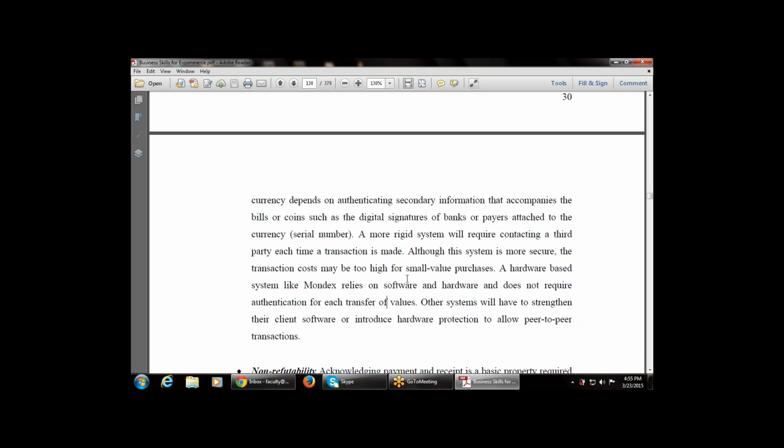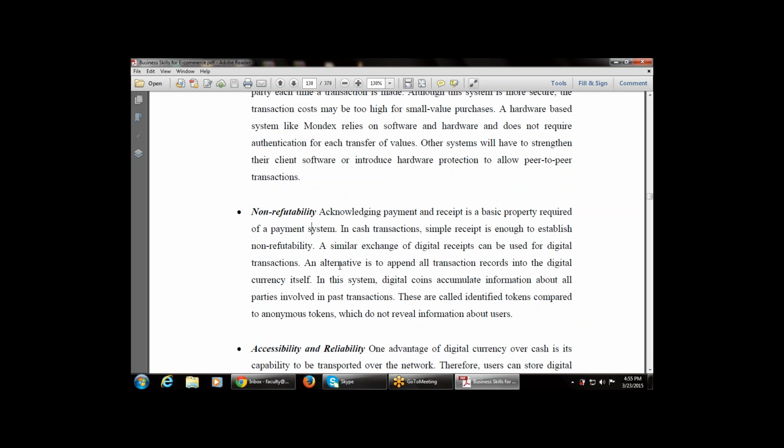Then the next property that must be included in the digital currency is non-repudiability. Acknowledging payment and receipt is a basic property that is required of a payment system. So if I go anywhere, if I make any payment, I want a receipt, I want an acknowledgement. So this is one of the main features, that acknowledging payment and receipt is a basic property required of a payment system. In cash transactions, a simple receipt is enough to establish non-repudiability. A similar exchange of digital receipts can be used for digital transactions.